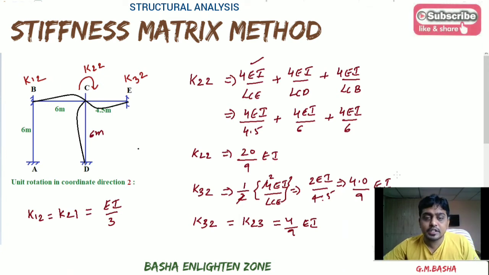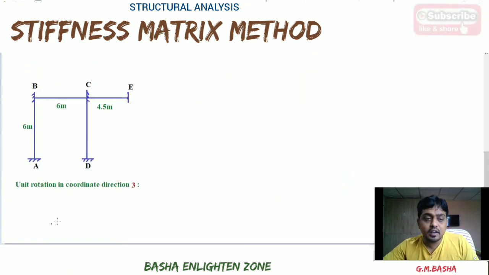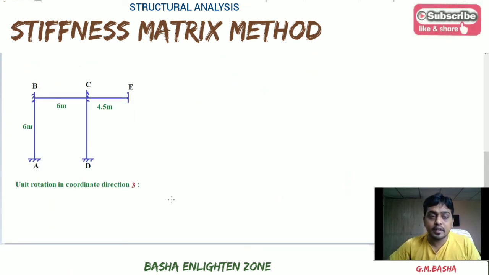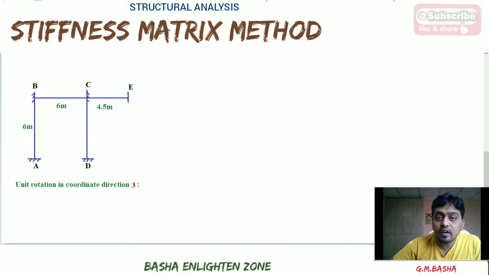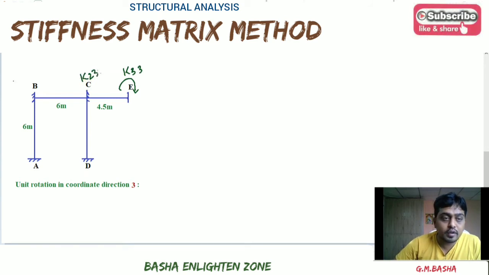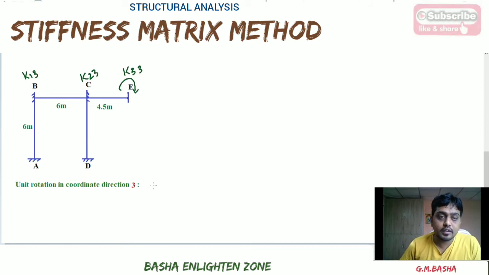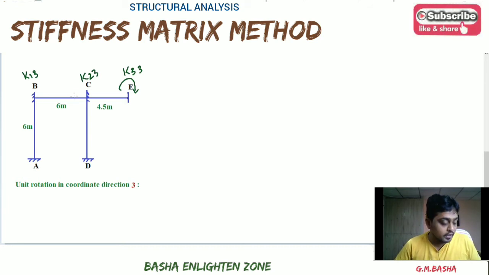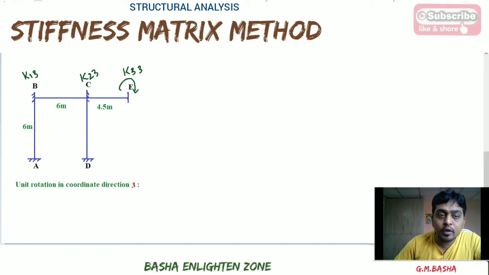Then go for the next step, which is unit rotation in coordinate direction 3, which means we are releasing the structure at E and applying unit rotation at E, meaning K33. Here you will get K23, here you will get K13. So we are releasing the structure at E and applying unit rotation at E. So finally you will get K33, K23 and K13. In what shape will you get this? The beam shape will be like this.